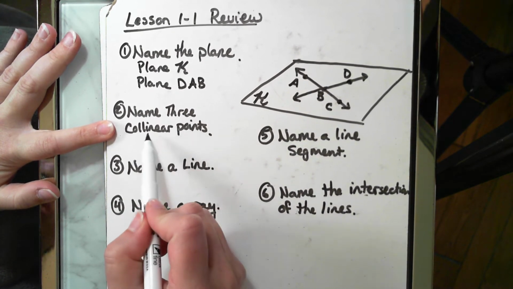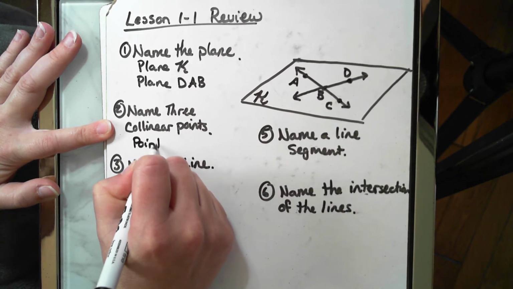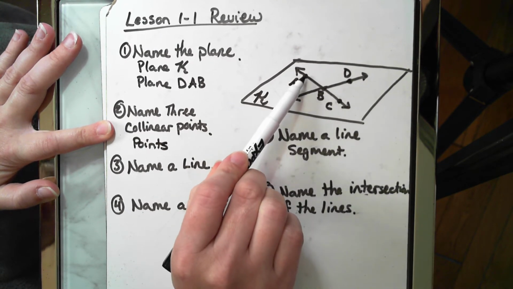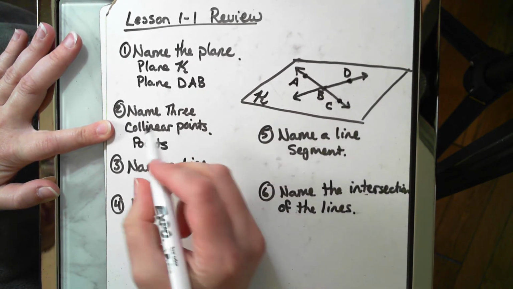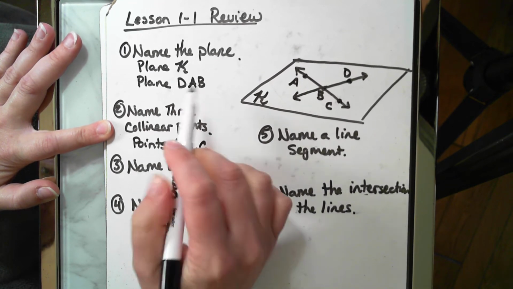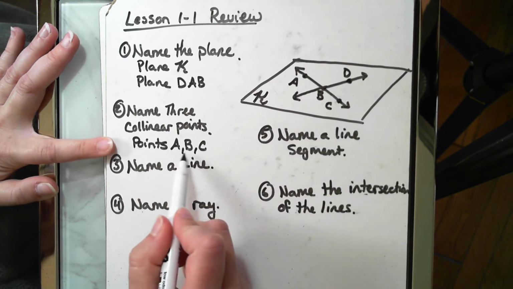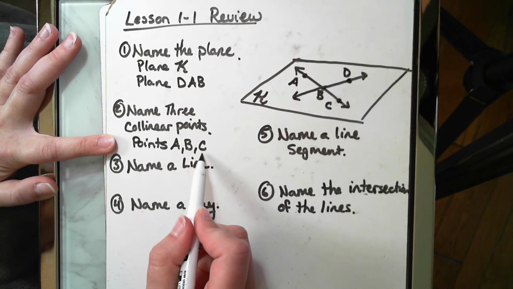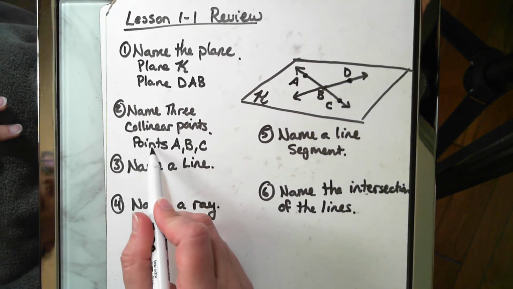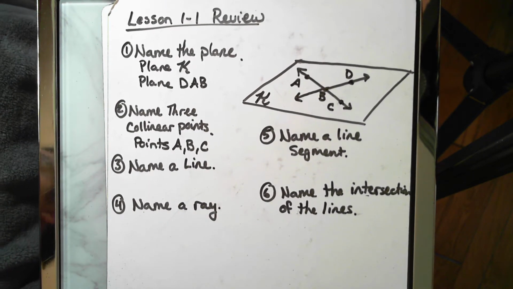Number 2, we had to name 3 collinear points. So these are points, and again, I have to write out the word points, and then I need 3 points that are on the same line. So A, B, and C are on the same line. And here I can put commas. Notice I didn't put commas here because they're all part of the name of one figure. Here I put commas because they are separate figures. Each one is a point. And if you wanted to, you could write this as point A, point B, and point C. And that might make more sense.